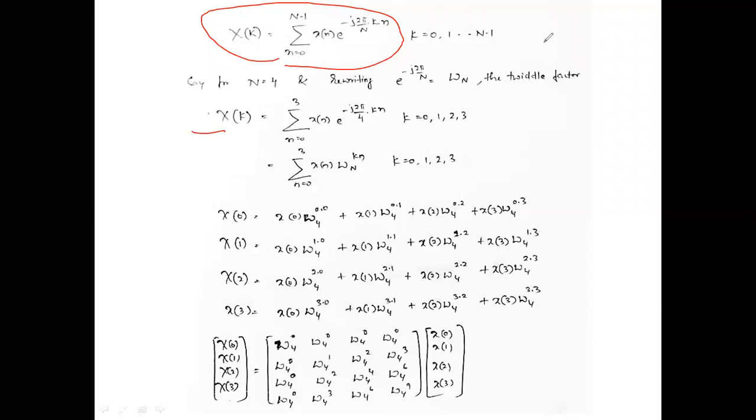If I say x of n equal to delta n, then what will be the answer? Now see here, how are you going to do this? Delta n means what is the value at n equal to 0? Can you tell me the sequence? What will be the value of delta n at n equal to 0? It's an impulse. So at 0, the value is going to be 1.